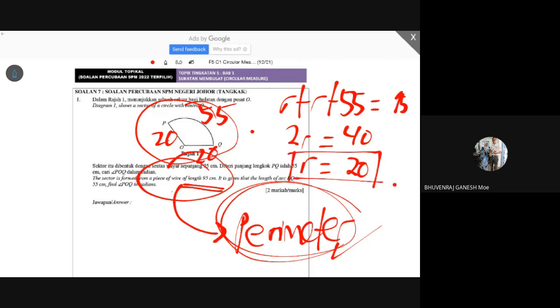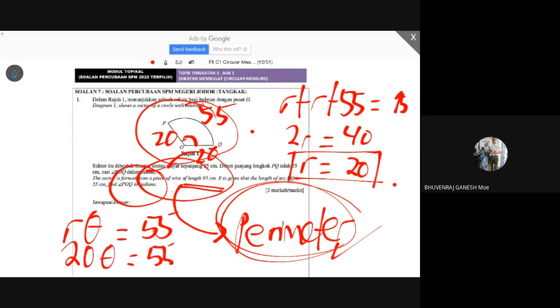So, then read the question. POQ in radian. Okay, guys, which formula we use? Formula apa kita guna? Sekarang nak cari sudut ni. You want to find this angle. Which formula? Yes, very good. R theta is 55. Okay, so your R is 20. Yang ni senang saja, tak perlu convert pun.